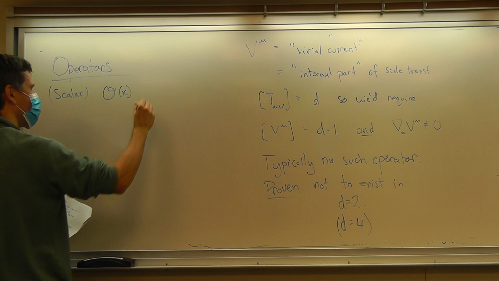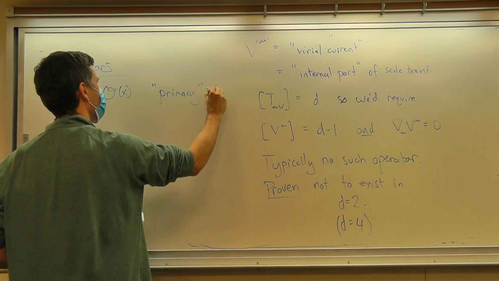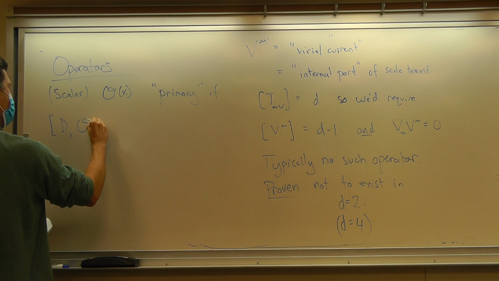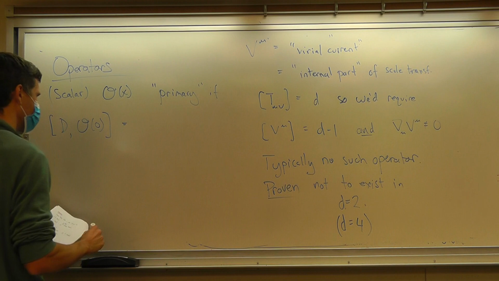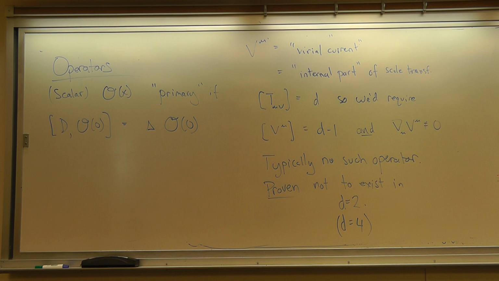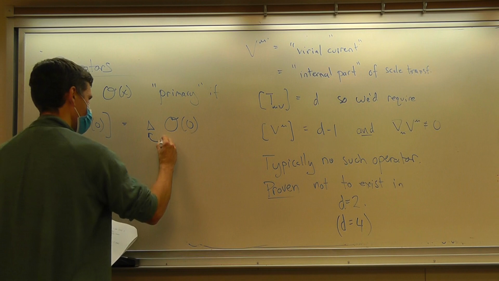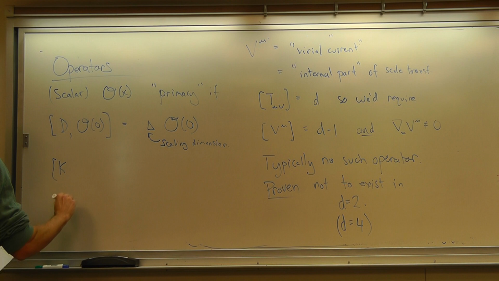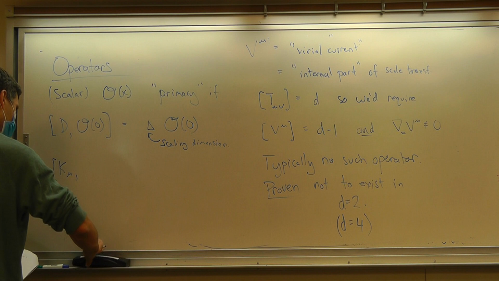But O of x is called primary if it has a nice eigenvalue under dilatations. When we act with the dilatation on O of 0, it just gets multiplied by delta. This eigenvalue is the scaling dimension, and that's going to be the mass dimension of this field. That's one requirement. The other requirement is that it's annihilated by the special conformal generators.